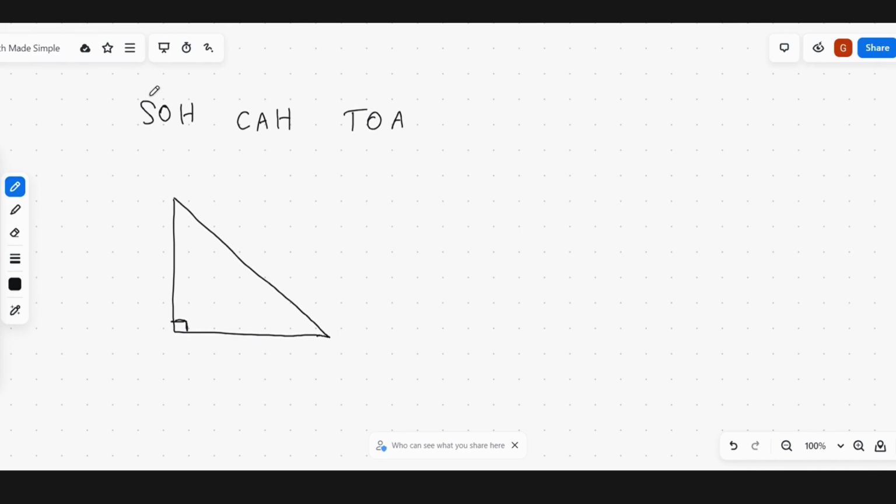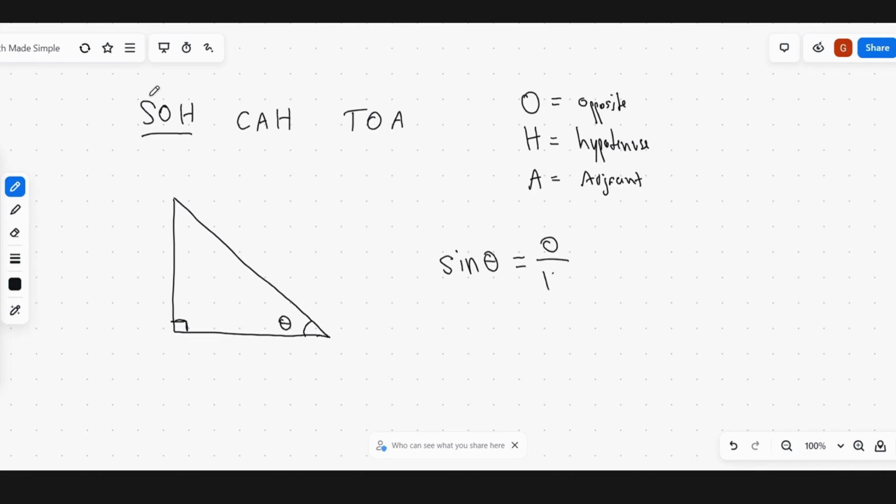So the O means opposite. The H means hypotenuse. And the A means adjacent. So what this acronym means, SOHCAHTOA, if we take just this piece right here, sine of theta, so if we take an angle measure theta, and it has to be not the right angle, so any other angle on a triangle, sine of that angle theta is equal to OH, opposite over hypotenuse.